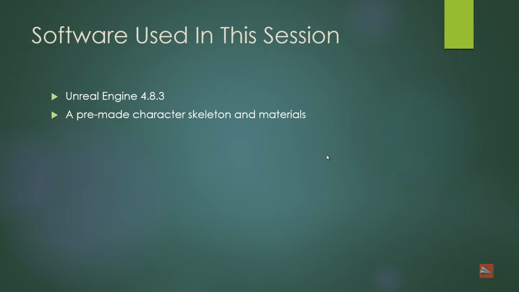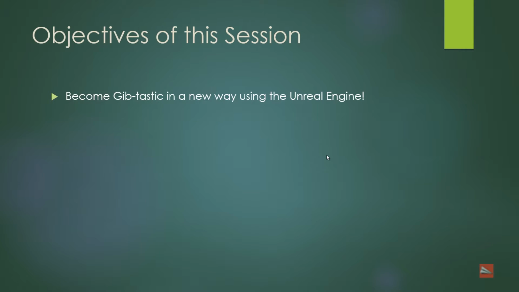Okay, software used in this session: Unreal Engine 4.8.3, and a pre-made character skeleton and materials. I am using a character that I pre-made in Fuse, so it's all there. There's nothing special to it. Objective of the session: I want you to become jibtastic in a new way using the Unreal Engine.